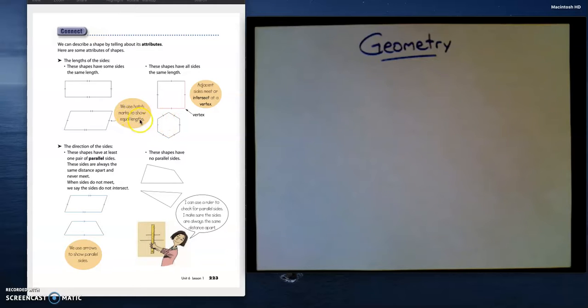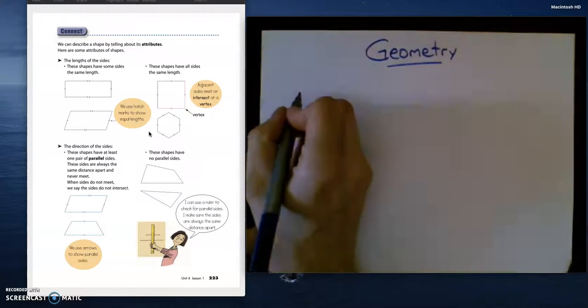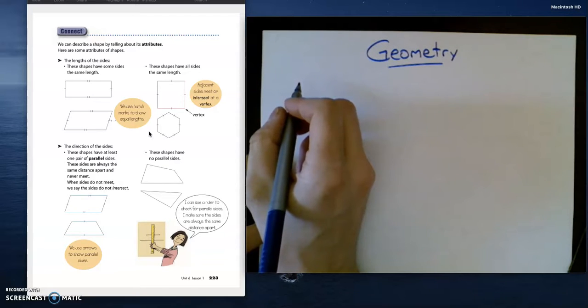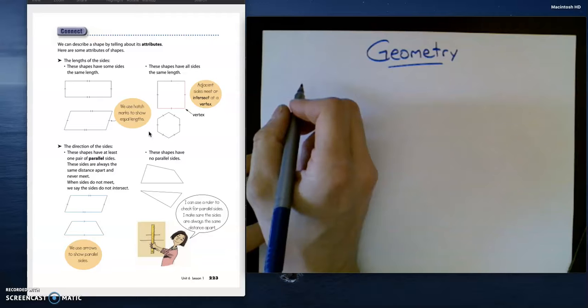So then it talks about something called hatch marks. We use hatch marks to show equal length. Hatch marks are very important. One of probably the biggest things you learn in grade 5 when it comes to geometry is how to use hatch marks. So I'll go over that now. Hatch marks are used to indicate sides that have equal length, like it says. So in a drawing like in your textbook, it's not as big of a deal because you can see that those shapes are what they are.